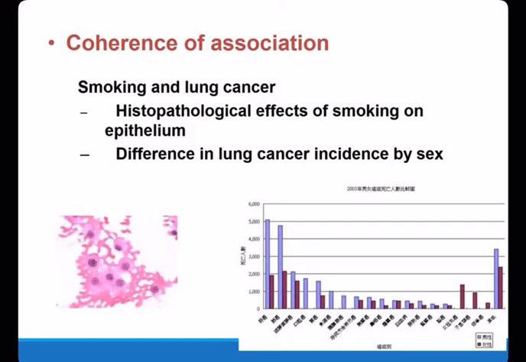The term coherence implies that a causal association should not conflict with disease natural history and biology. Here's an example for coherence: the histopathological effect of smoking on bronchial epithelium, or the difference in lung cancer incidence by sex, could reasonably be considered an example of plausibility as well as coherence. The distinction appears to be a very narrow one.